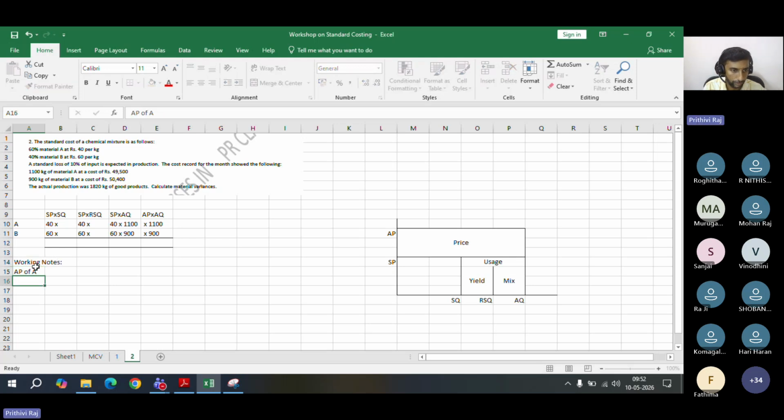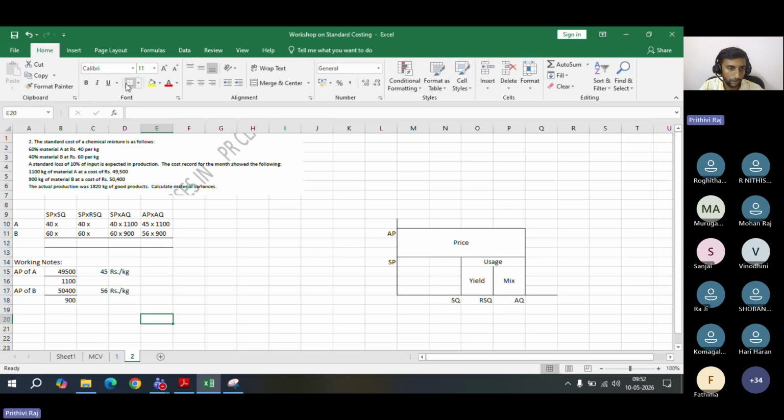Actual price of A. What is my actual price? This is price per unit. The overall cost is 49,500. Units is 1,100 kgs. So if I divide it, it is 45 rupees per kg. Similarly, AP of B is 50,400 divided by 900, which is 56 rupees per kg. So AP is 45, 56.